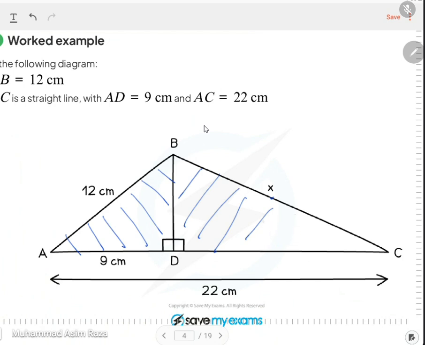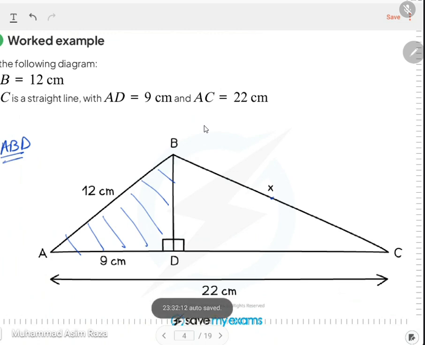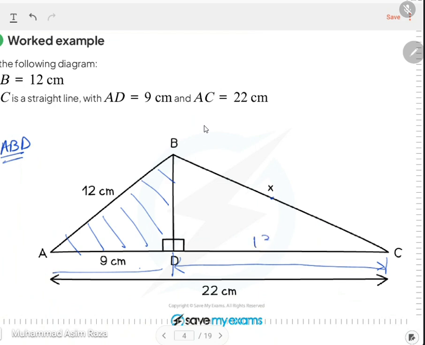So for now, I'm just going to remove this, and we will take the other triangle ABD. We will do the working for triangle ABD. Why? Because if I want to find out the side x, then I should know what this length is, and this length will be 22 minus 9 because total length is 22, and this is minus 9. So 22 minus 9 will be equal to 13, which is over here, right? Yes.